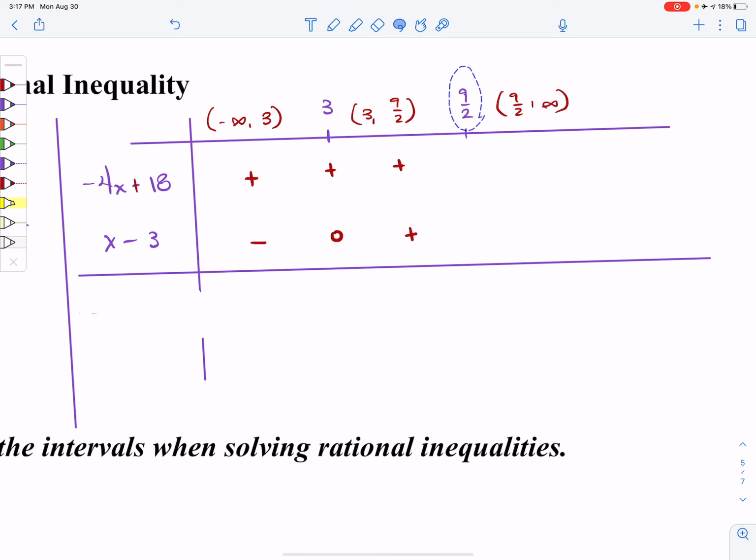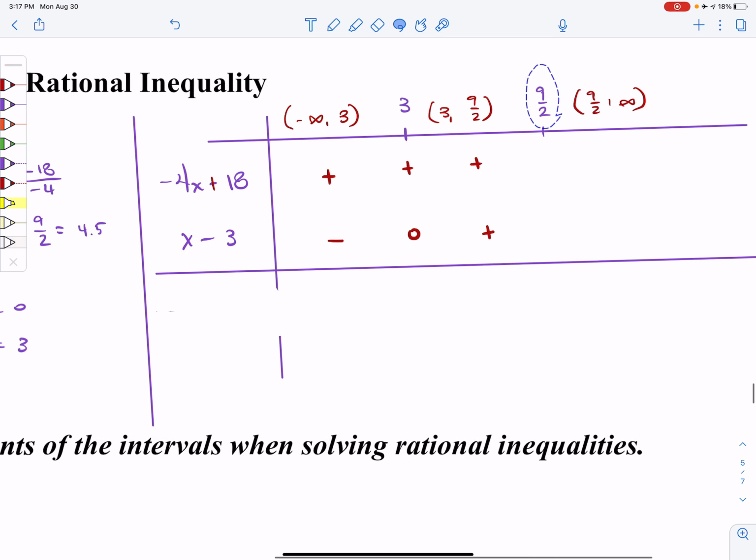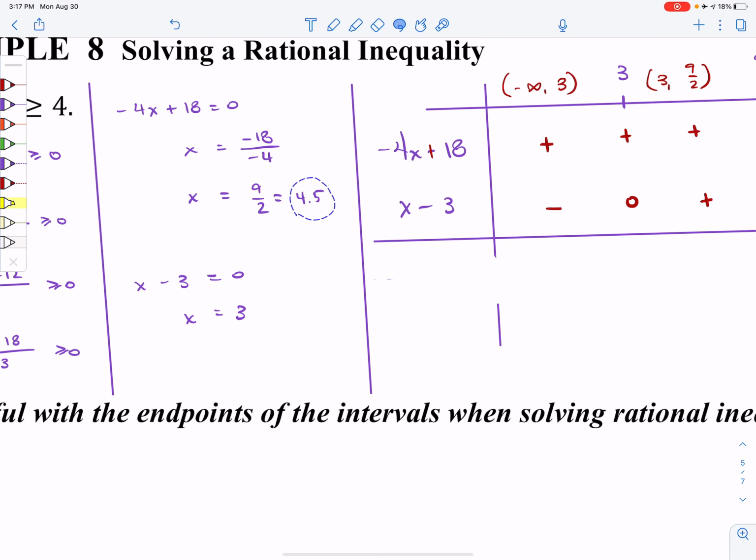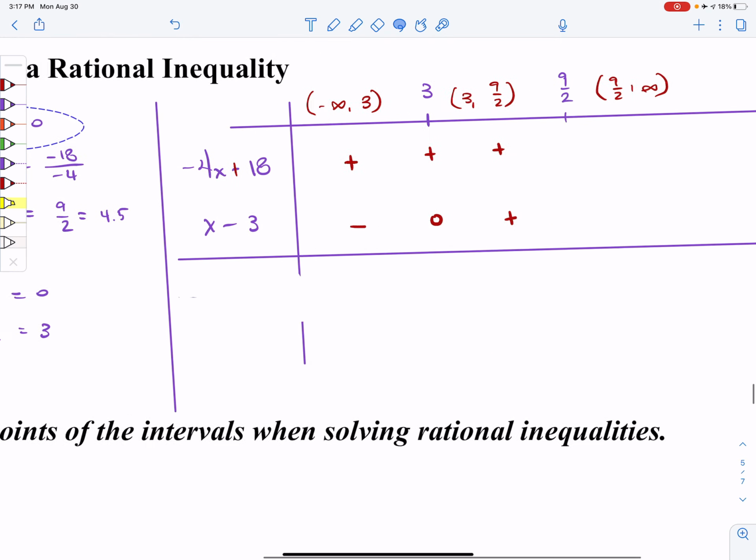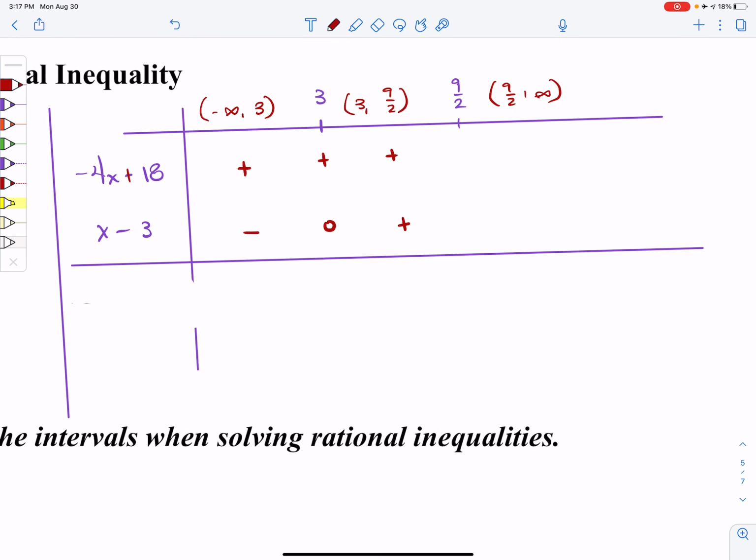For the next one, 9/2, you already know this is 4.5. And remember, we already took the time and we know that 4.5 is the solution to this. So I know that if I plug in a 9/2, I'm going to get 0 here. You can test me on that, but you will get 0. If I plug in a 4.5 to the denominator, that'll be 4.5 minus 3, so that'll be positive. And here from 4.5 to infinity, let's choose a 10. So you have negative 4 times 10, that's negative 40, plus 18, which is negative. On the next one, 10 minus 3 is positive.